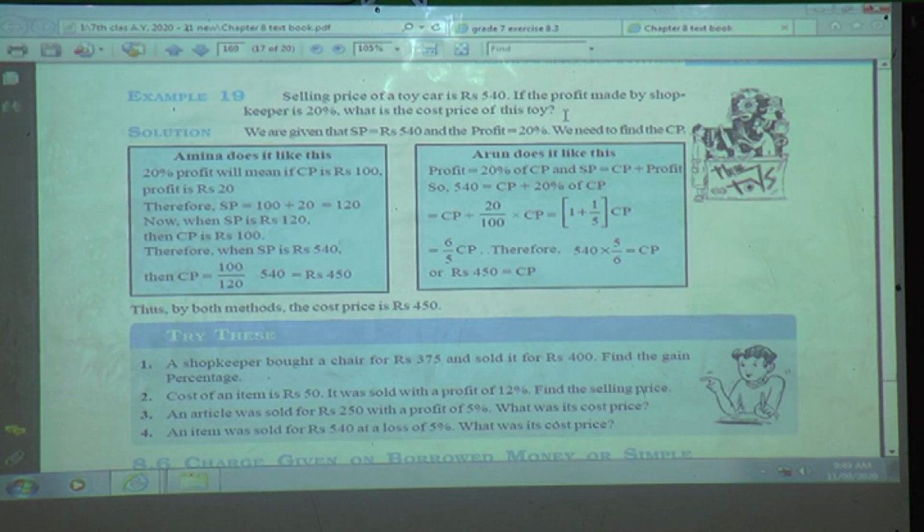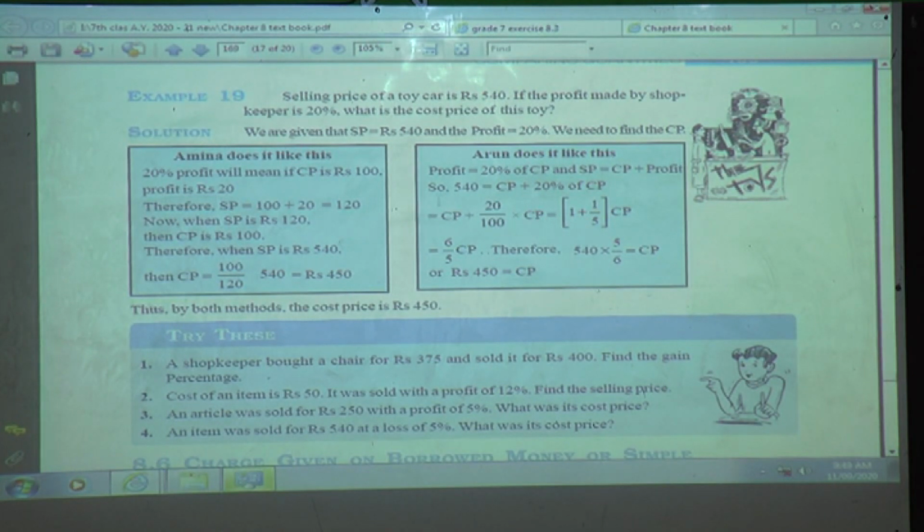In the previous question we found the SP of that flower vase. Now we have to find the CP of a toy car. First, we will write what is given in the statement. Here it is given that the selling price, that is SP, is equal to rupees 540 and the profit is 20%. We need to find the CP, that is CP is equal to question mark.